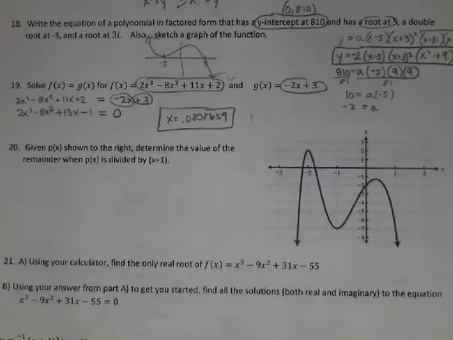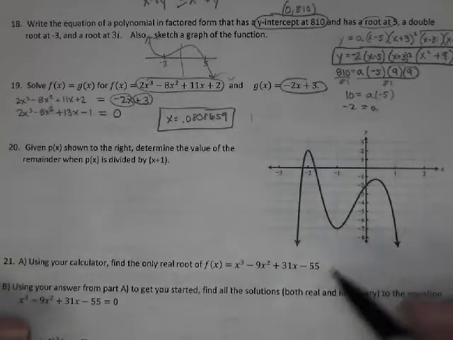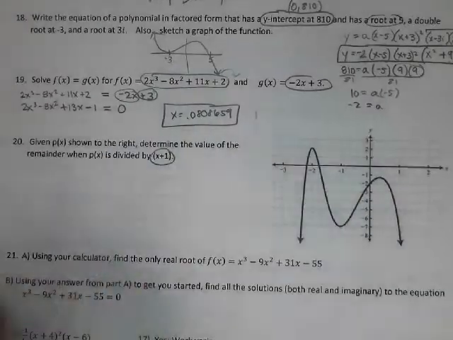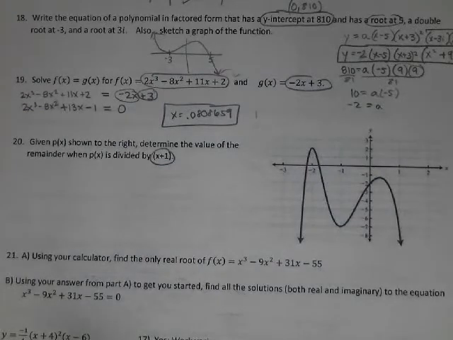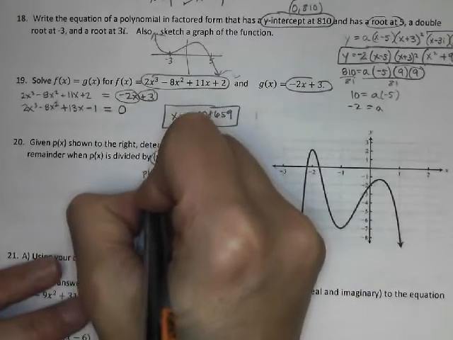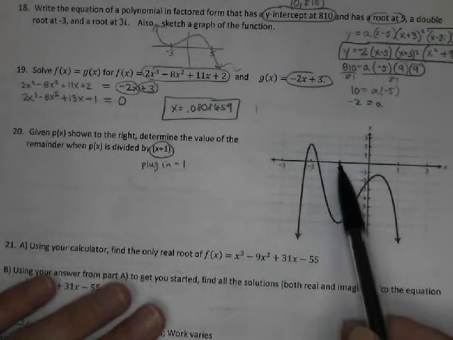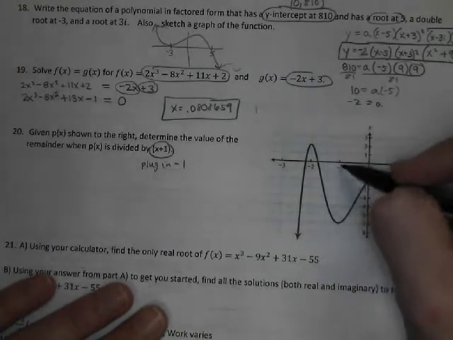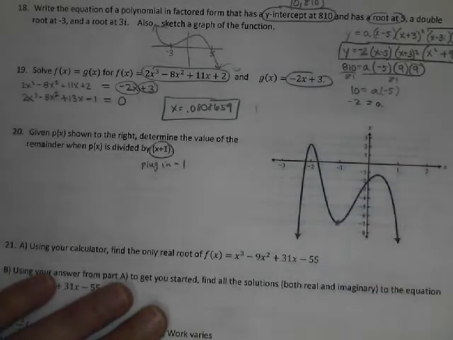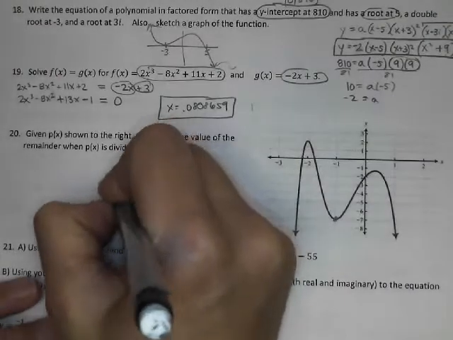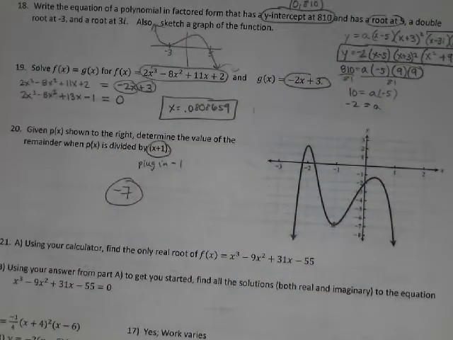This is a remainder theorem problem. So you're given the function and you're asked what is the remainder if this function is to be divided by x plus 1. So if we had the equation, we would just plug in -1 and see. But we don't have an equation to plug into. We have a graph to look at. So if we were to plug in -1, we would have gotten -7. So that's your answer. That's what the remainder would have been.